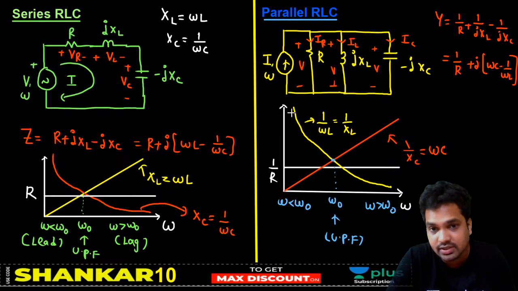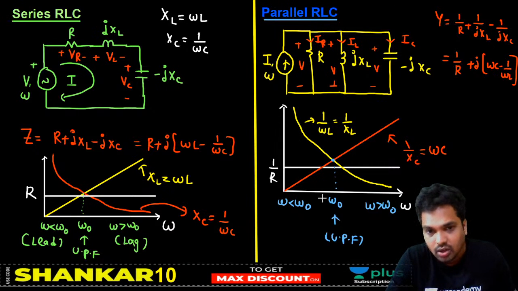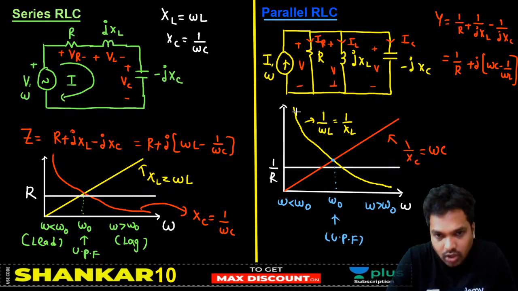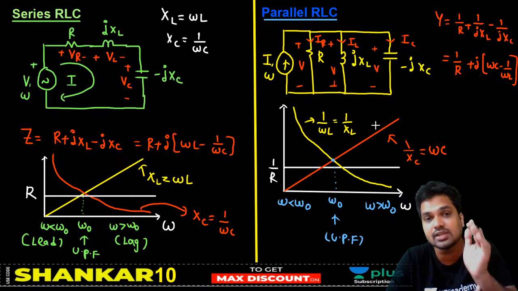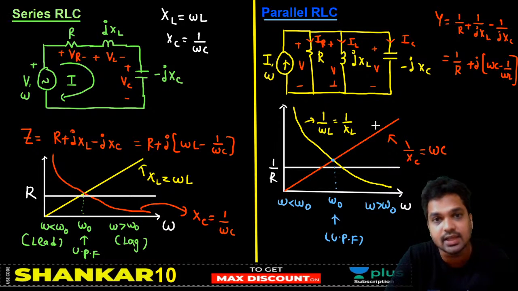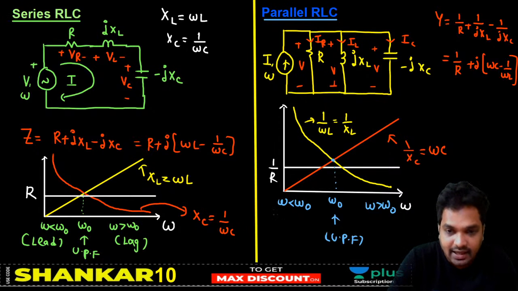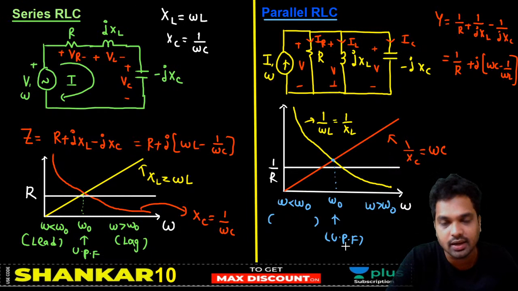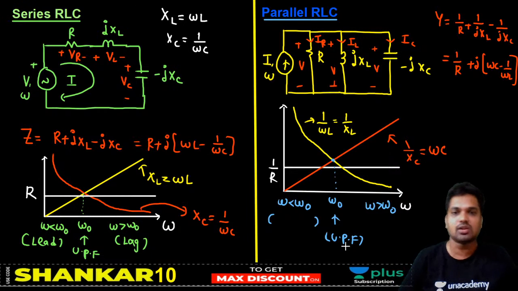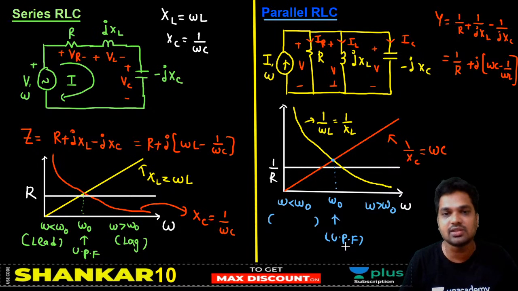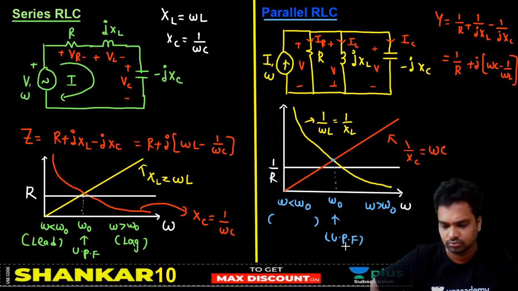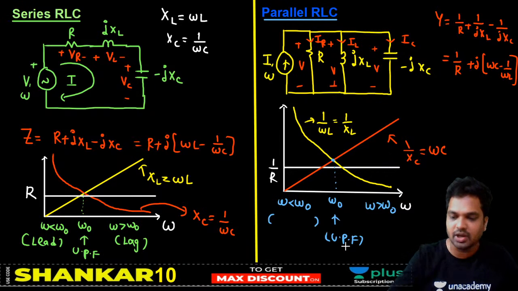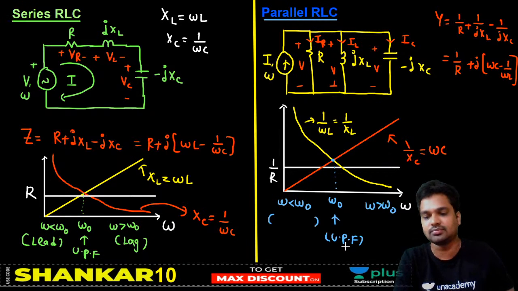Observe carefully, guys. Now you should comment: omega less than omega naught, 1 by XL is more compared to 1 by XC. You tell me, is it lagging or leading power factor? Inductor is dominating or capacitor is dominating? If capacitor dominates, it is lead. If inductor dominates, it is lag. Please comment, guys. I am waiting for your answer.